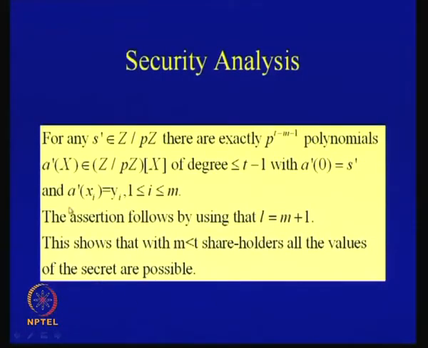So, that means the assertion shows this for m less than t. Obviously, if the number of shares is even smaller, then the information leakage is even less. Therefore, this shows that with fewer than t shareholders, all the values of the secret are possible.